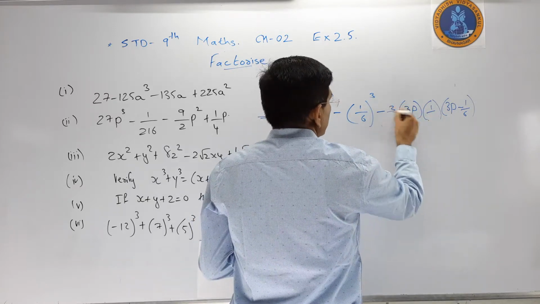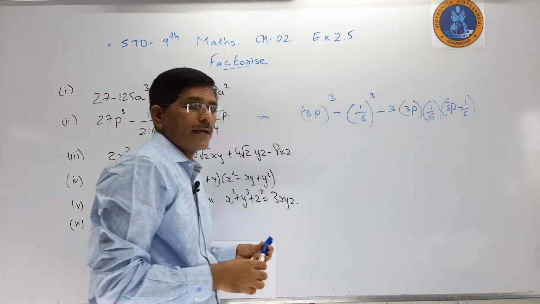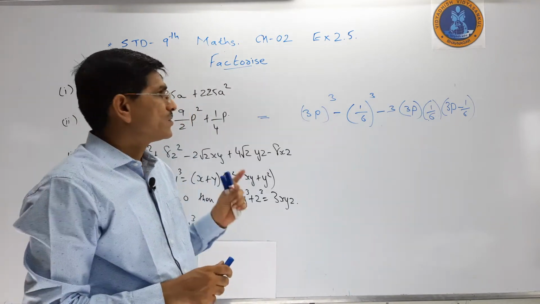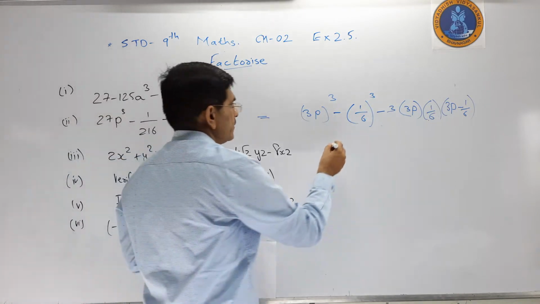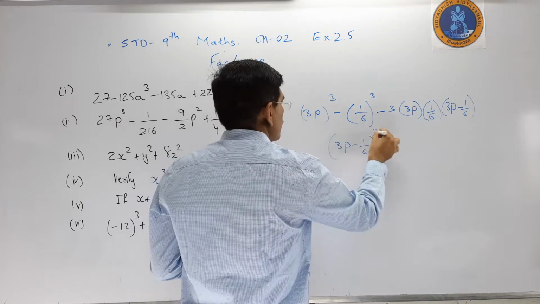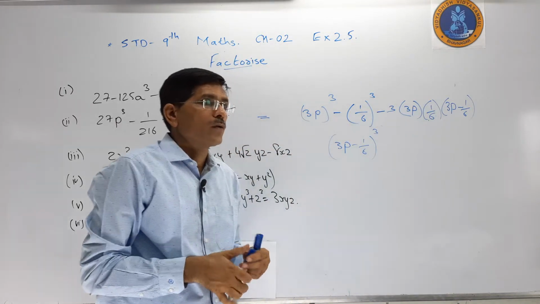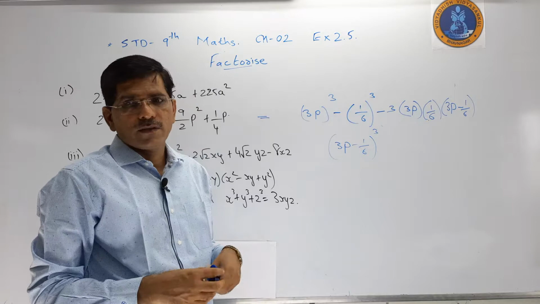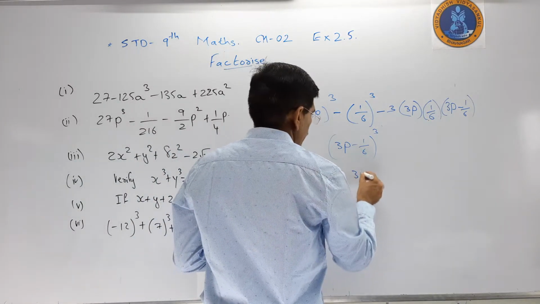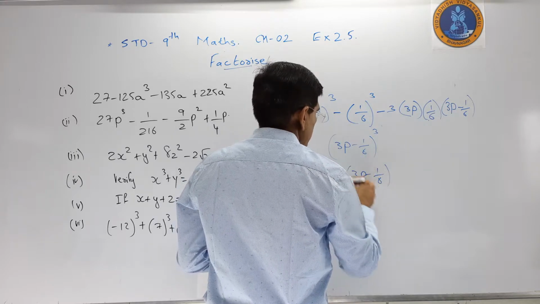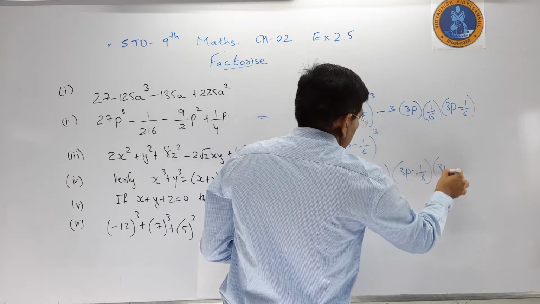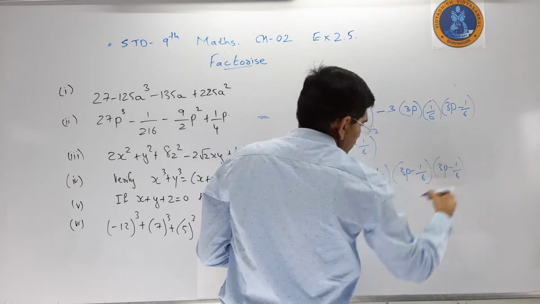So I have to write 3 and here 6. Now what is my identity? Already we know the identity, that is 3p minus 1 upon 6, whole to cube. Now the question is factorization. So what do I have to write? I have to write 3 times: 3p minus 1 by 6, 3p minus 1 by 6 and 3p minus 1 by 6.